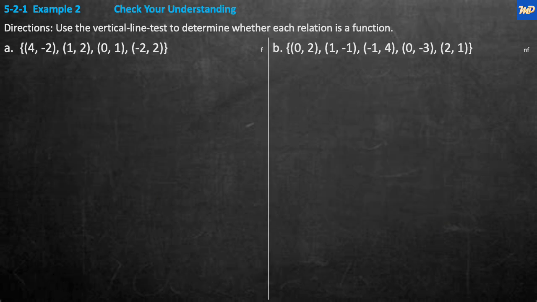Okay, example 2, check your understanding. As you know now, I'd like you to pause the video and try this yourself, but let's talk about it before you go. Use a vertical line test to determine whether each relation is a function. So I'm going to suggest draw a little graph and plot out the points. Try to be as accurate as you can so that you can see if 2 or more points align underneath that pencil that you're going to try as your test instrument. So go ahead and I'll wait for you.